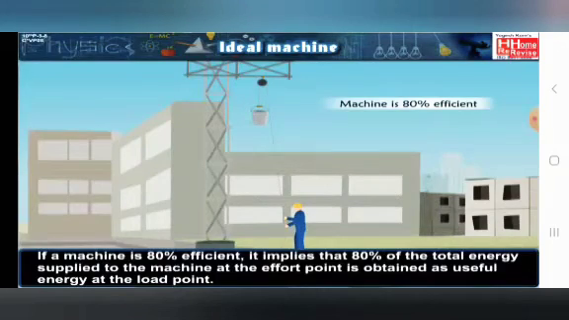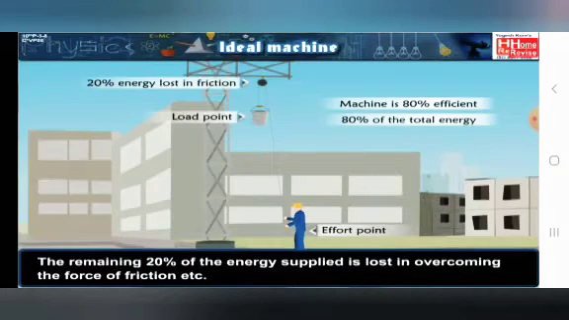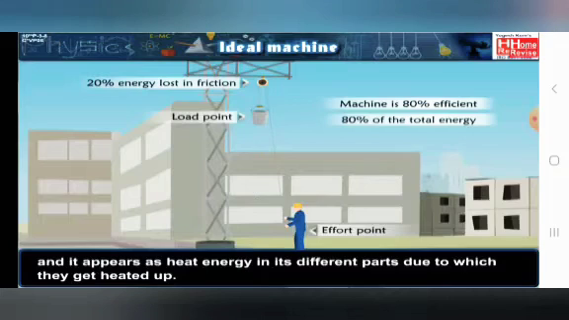If a machine is 80% efficient, it implies that 80% of the total energy supplied to the machine at the effort point is obtained as useful energy at the load point. The remaining 20% of the energy supplied is lost in overcoming the force of friction, etc., and it appears as heat energy in its different parts, due to which they get heated up.